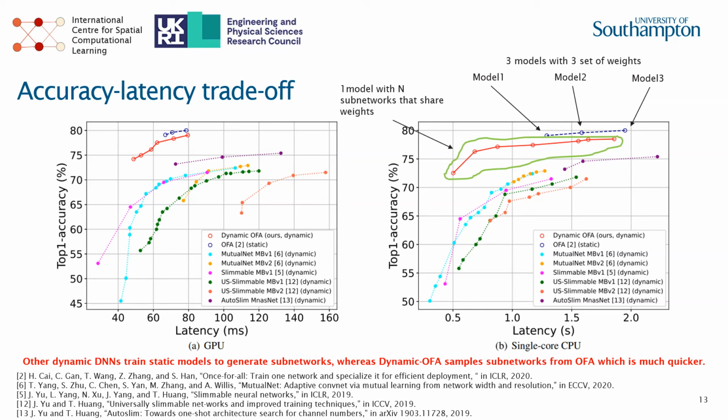And again, as I mentioned before, previous dynamic neural networks train static models to generate subnetworks. They are all about how to train. But in our case, we see that when the model design methodology moves forward, we need to start thinking about how we can utilize the benefit of OFA and how we can do the sampling. And in general, sampling is much quicker than doing training.